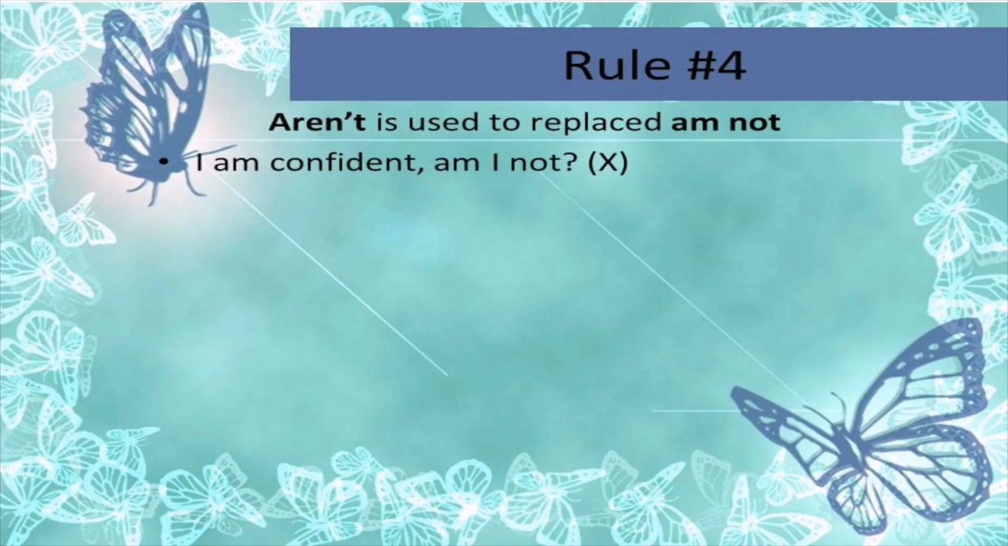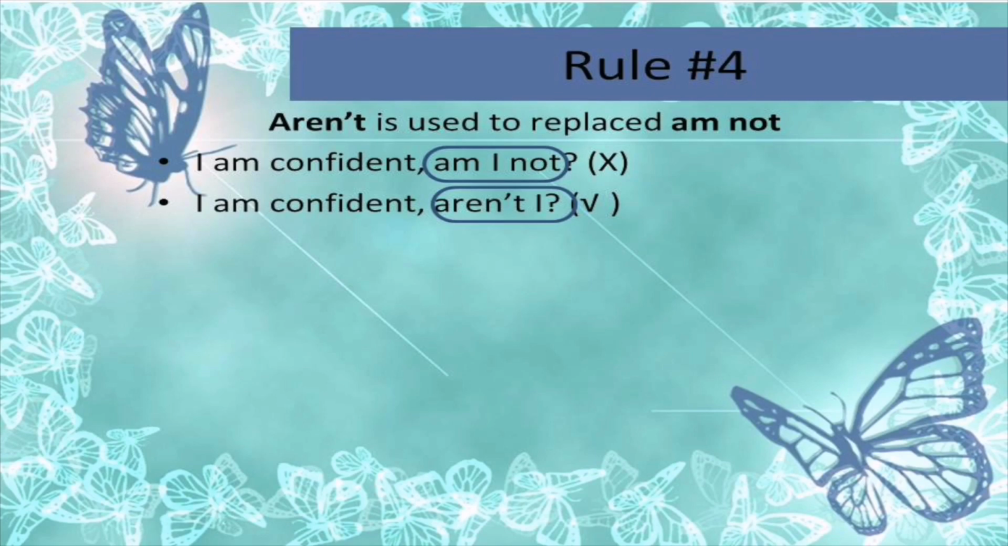Let's see the example. I am confident. Am I not? It's not like that. It doesn't work like that. You have to use aren't I. So the correct one is, I am confident, aren't I? Alright? Am I not? Replace it with aren't I.